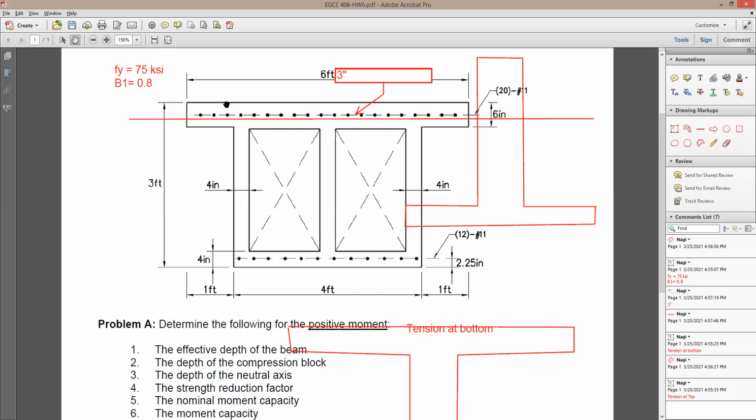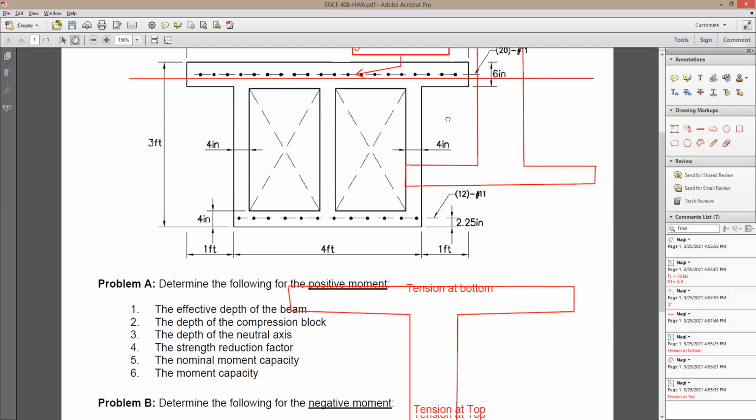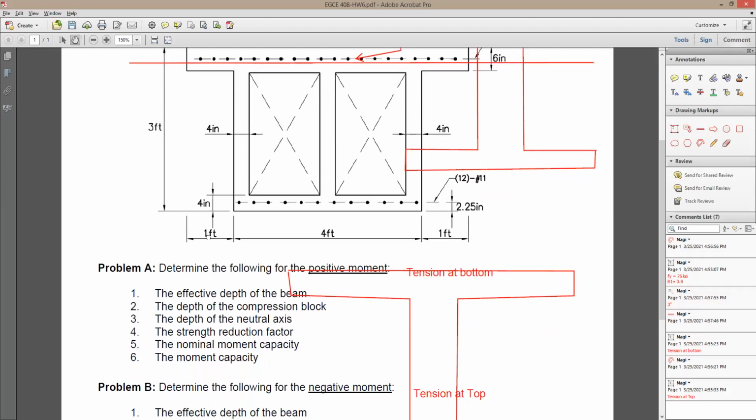And this is going to be the compression zone, this area here, based on this 6 feet. So the good thing about this is that this 6 feet is going to be used as your b, the width that's used in your analysis, which is going to be 72 inches. If you end up with something like this, you're done. The rest is going to be so easy.